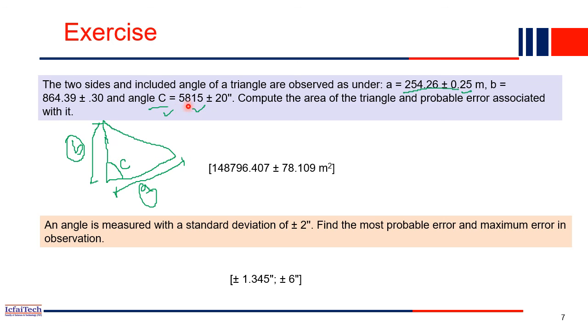Make sure that C is given in seconds, so you have to convert it accordingly. If you are doing it, then you have to convert it into degrees. Anyway, you have to find it. This is the first exercise you have to do. Now what is the formula for finding it? I am giving you hints. The area of this triangle will be A into B sine C.